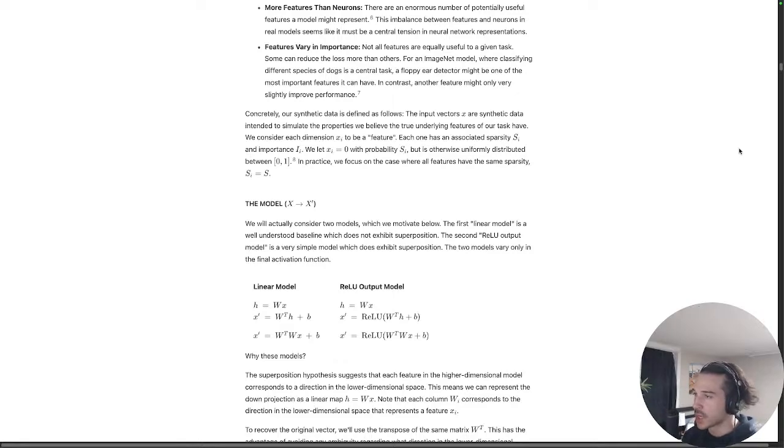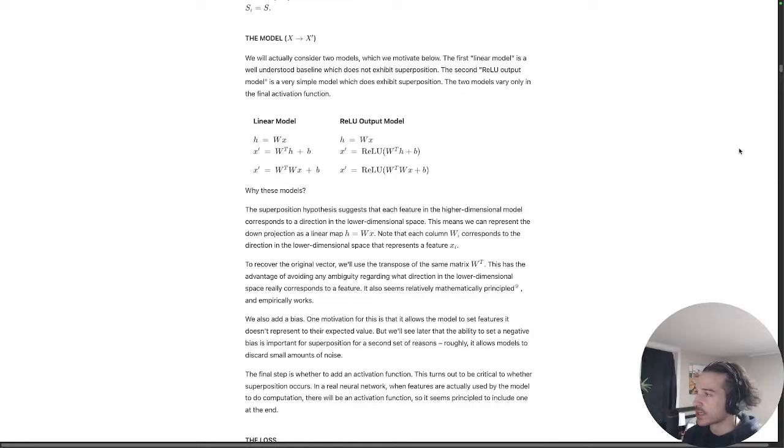So let's continue. We let x sub I equal 0 with probability s sub I, but is otherwise uniformly distributed between 0 to 1. In practice, we focus on the case where all features have the same sparsity, s sub I equals s. The model, x maps to x prime. We will actually consider two models, which we motivate below. The first, linear model, is a well-understood baseline which does not exhibit superposition. The second, ReLU output model, is a very simple model which does exhibit superposition. The two models vary only in the final activation function.